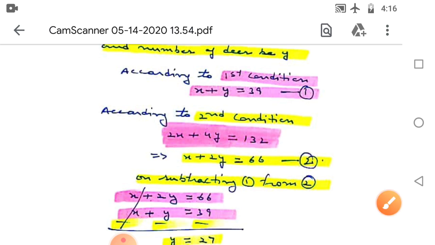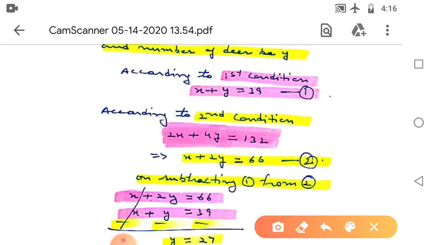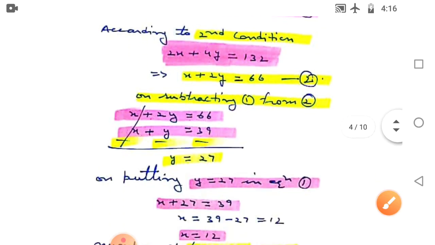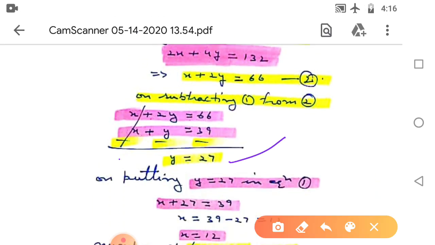So we have two equations in front of us. Equation number 1, x plus y is equal to 39, and x plus 2y is equal to 66. On subtracting equation 1 from equation 2, that is x plus 2y is equal to 66, x plus y is equal to 39, we need to change the sign. We are subtracting, and finally we get the value of y as 27.